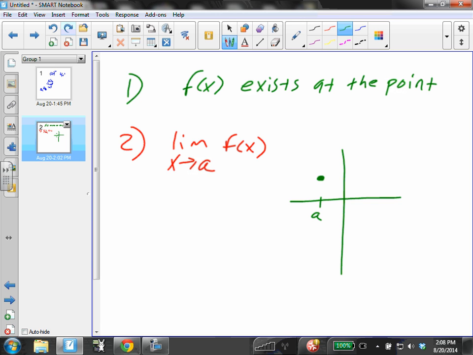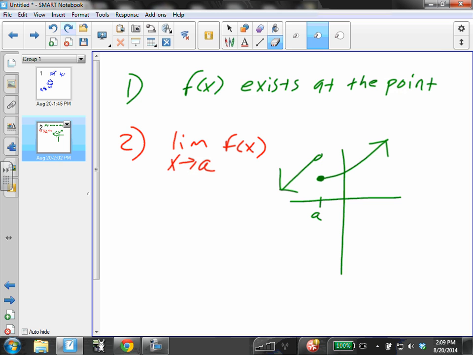So here's a function that exists. Here's a line coming out of it. But then I can do this. On the other side, I can go like that, right? And so this would pass part one because the function exists at the point A. It's right here where this closed circle is, right? But it would fail on step two because the limit wouldn't exist since the right hand and left hand limits aren't the same. So the limit from the left and the limit from the right are not equal. Therefore, this is a jump discontinuity.